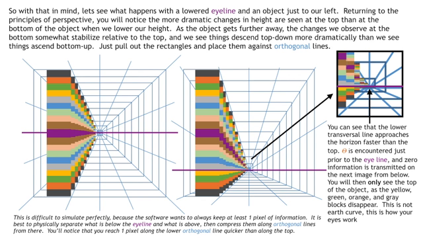And it is best to physically separate what is below the eye line and what is above, then compress them along the orthogonal lines from there. That is usually a better way to go. You'll notice though when you do that you reach 1 pixel along the lower orthogonal line a lot quicker than along the top.